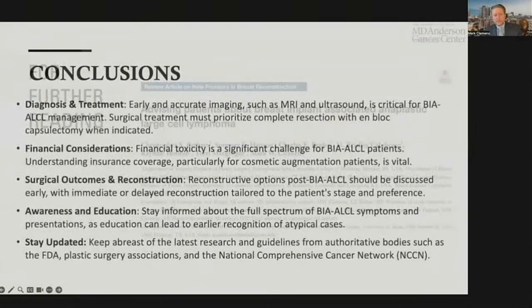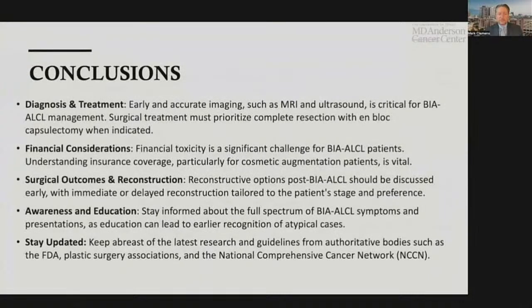And so at this point, I'd like to conclude, which is just to say that early and accurate imaging, particularly MRI and ultrasound, are critical for BIA-ALCL management, and that surgery must prioritize complete resection with en-bloc capsulectomy when indicated. I think that we've also taken a look at uncommon presentation, uncommon symptoms, what patients can do to be advocates for themselves if they don't see certain tests being tested for, and that they can understand why certain imaging and tests are performed in the first place.